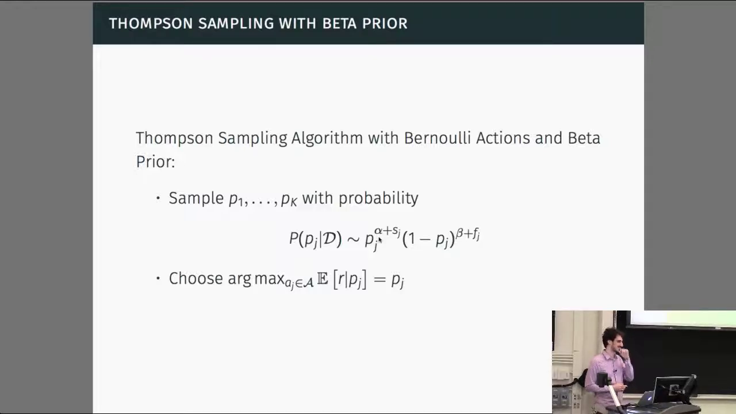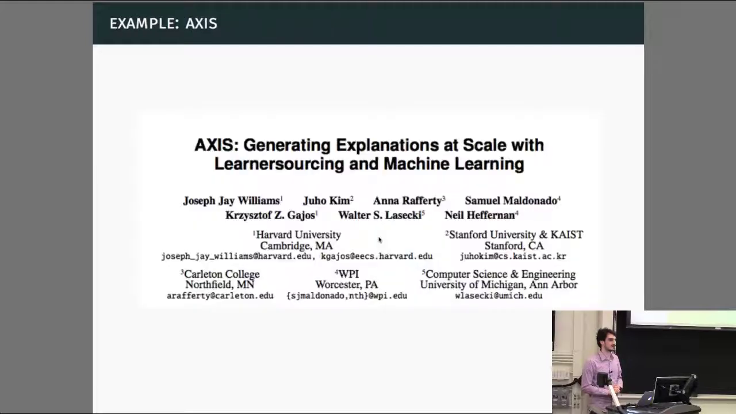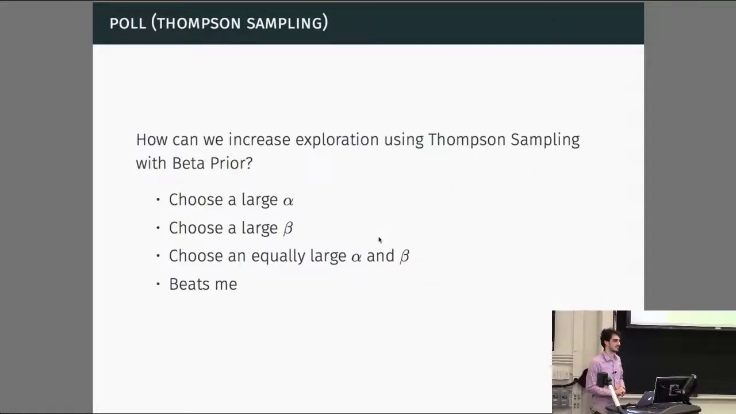Okay, you still have a question? No. So basically, if we pretend we have more prior knowledge about all the actions, but the same knowledge about all the actions, then it's going to increase the amount of exploration. It's going to take longer before we converge to one action being better than the others. Okay. Any questions about Thompson sampling? Okay.